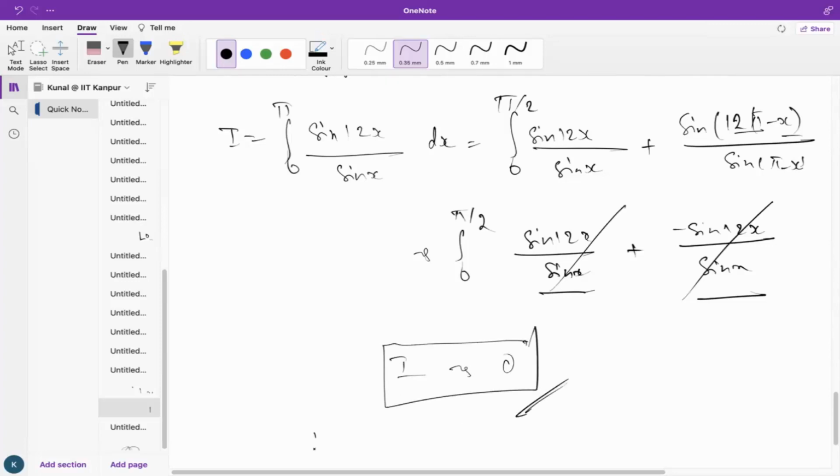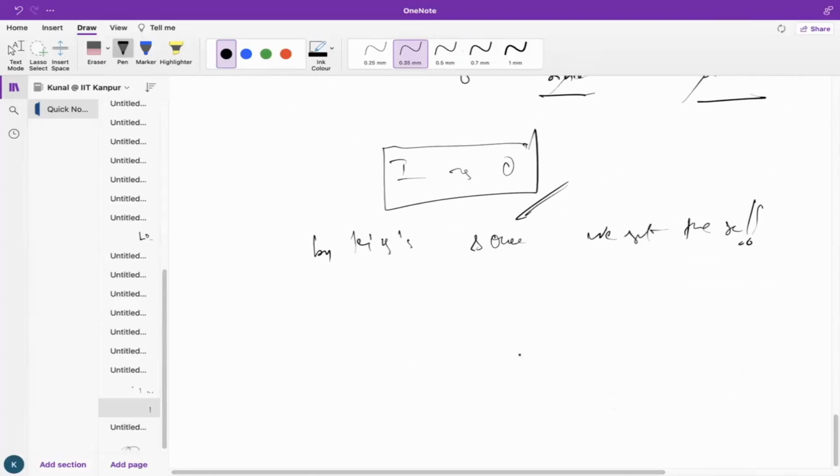Right? So by kings and queens, we get the same value. Right? Okay. Now let's move on to the last problem, which is based on queens rule, and then we move to the next property. So this is the last problem which is based on queens rule.